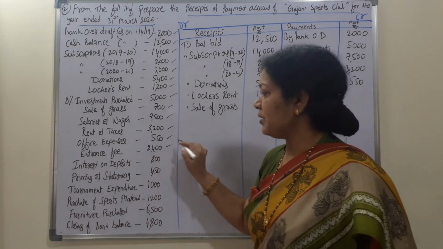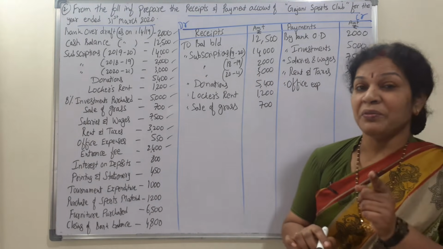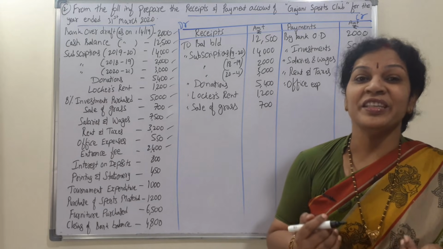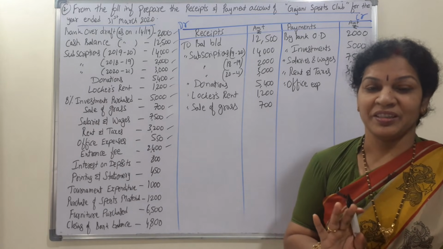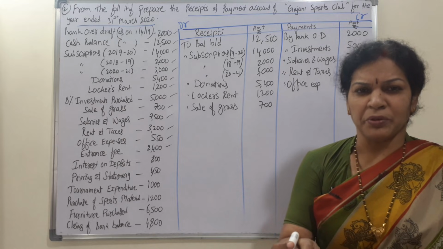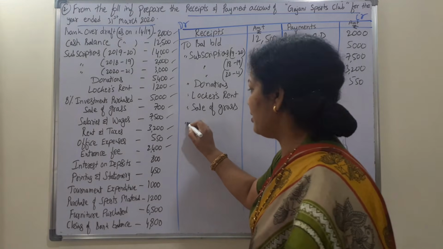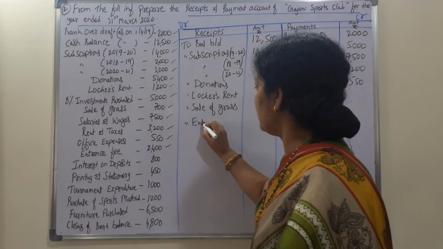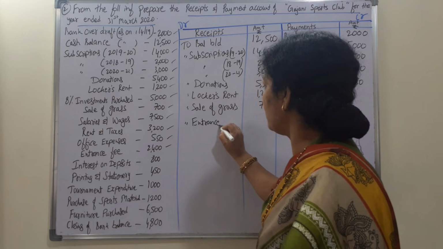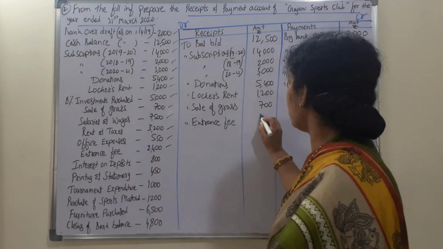Next, entrance fee. When we are receiving entrance fee, it's an income, not a payment. Entrance fee, we received some amount, so it is an income. So on the debit side we will write entrance fee, $2,400.